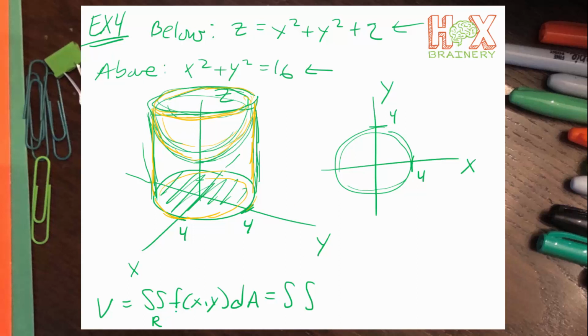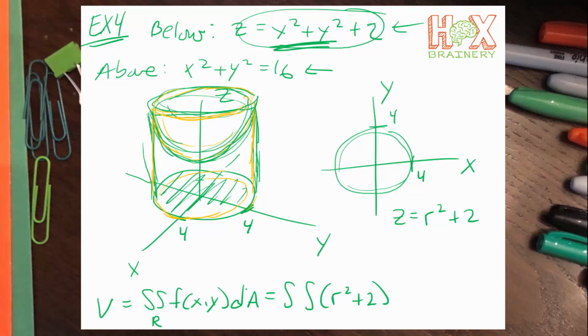All right, so the function f of x, y, that would be the surface here, given by this. So in polar coordinates, this x squared plus y squared would get replaced with r squared. All right, so that's going to be my function. That's going in here. That's the integral. And then the dA gets turned into r dr d theta.